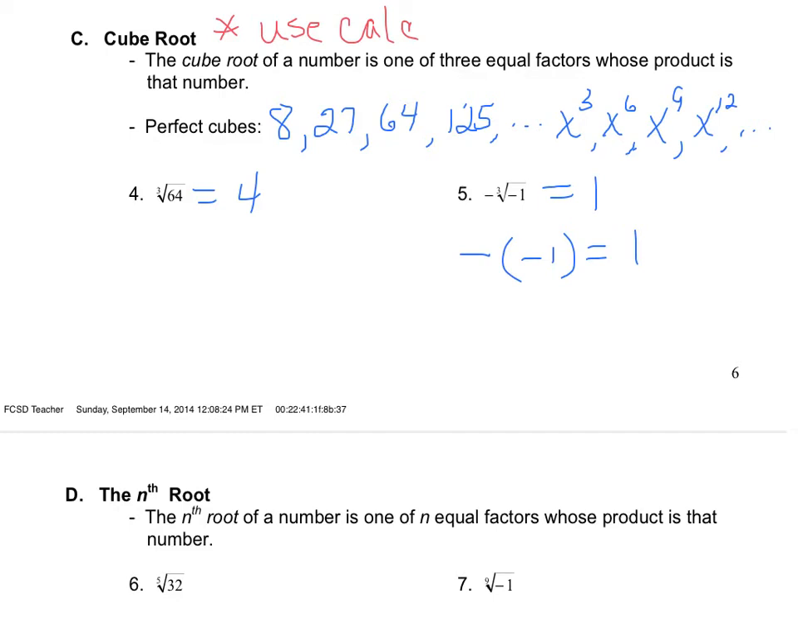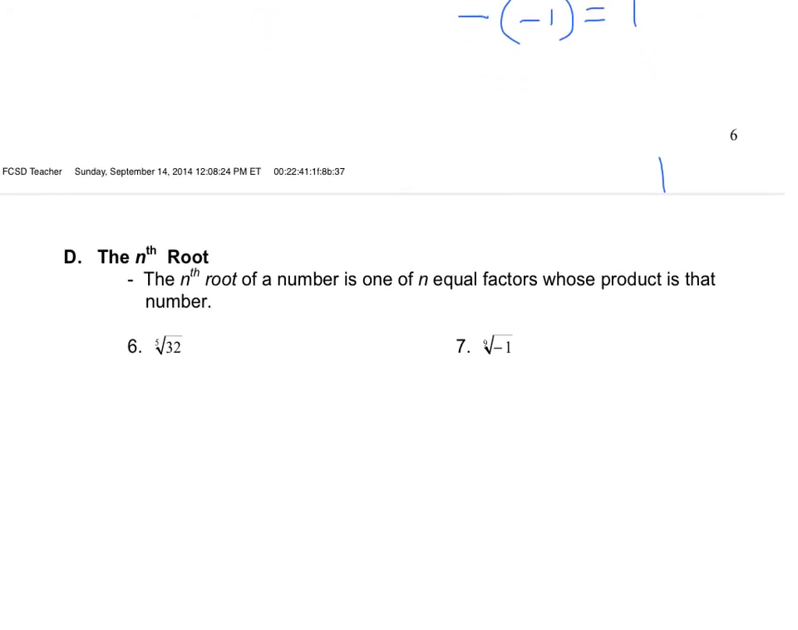All right, let's talk about nth root. What do they mean by nth root? Well, finding the nth root of a number is finding one of the n equal factors whose product is that number. So now you're not looking at square root or cube root, you're looking at another root. It could be 5, 7, 9, whatever it is. And again, in this actual root, you can use the calculator.